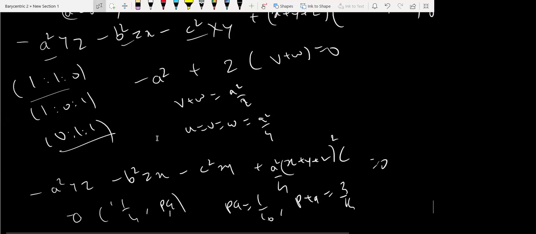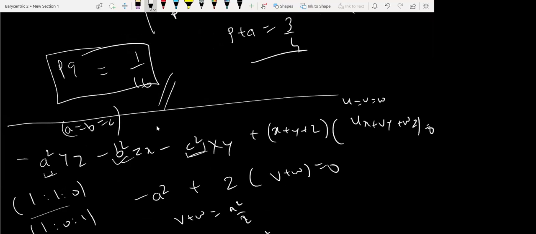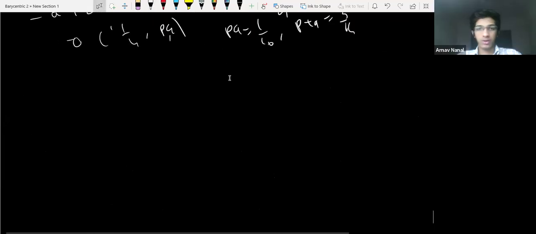Is a square equal to b square equal to c square because the reference triangle is just equilateral? Yes, yes. These are the side lengths, right? So it's an equilateral triangle. So you just get it all equal. Okay. Is everyone okay with this solution? Okay, I'll take that as a yes.